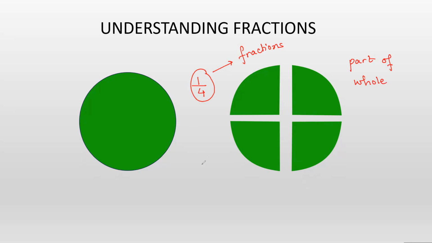So fractions are simply any numbers of the form p by q, where p is called the numerator and q is called the denominator. And there is a very important point that we should know, that q is never equal to 0. P and q are integers and q can never be 0. So a fraction is of the form p by q, where p and q are integers and q can never be equal to 0, and they are a part of a whole.